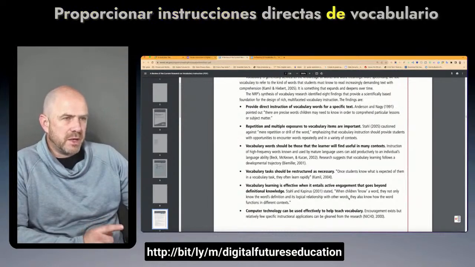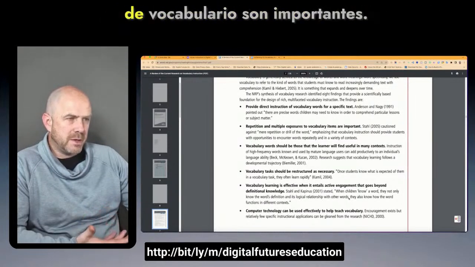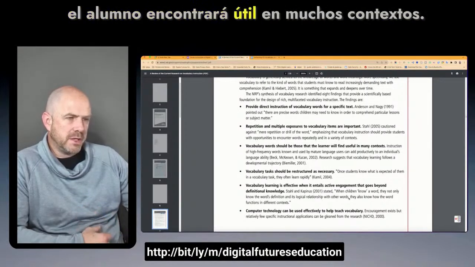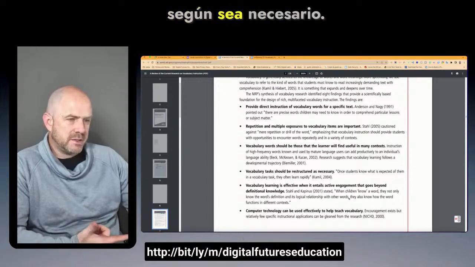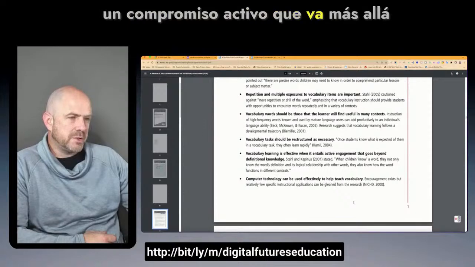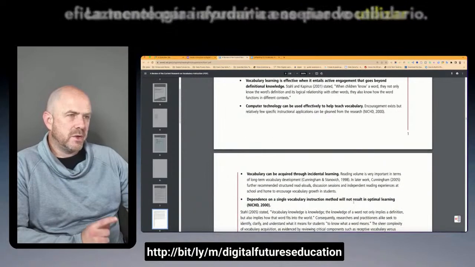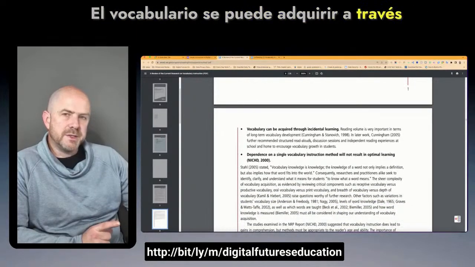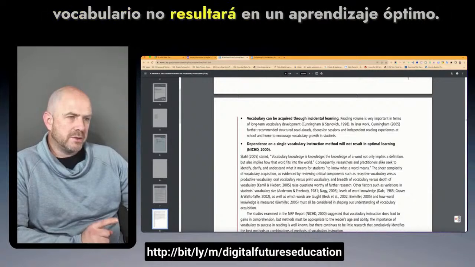Provide direct instruction of vocabularies for a specific text. Repetition, multiple exposures to vocabulary items are important. Vocabulary words should use those that the learner will find useful in many contexts. Vocabulary tasks should be restructured as necessary. Vocabulary learning is effective when it entails active engagement that goes beyond definitional knowledge. Computer technology can be used effectively to help teach vocabulary. Vocabulary can be acquired through incidental learning. Dependence on a single vocabulary instruction method will not result in optimal learning.